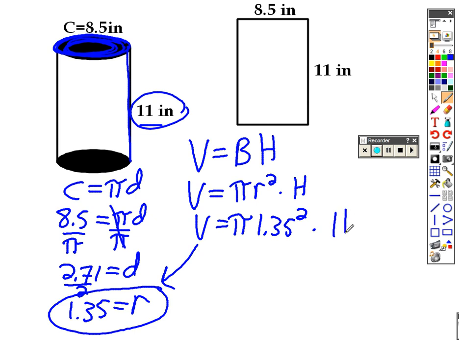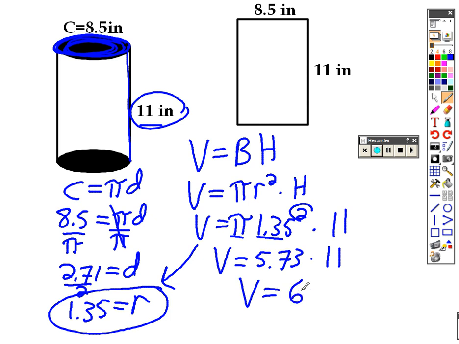All right, let's do a little math now. Volume equals 5.73 times 11. How did I get 5.73? I took 1.35, squared it, and then times it by pi. We get 5.73 times 11, so the volume of the paper folded long ways is 62.98 inches cubed. Okay? Let's remember that.